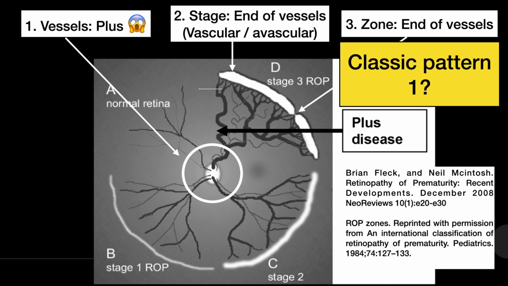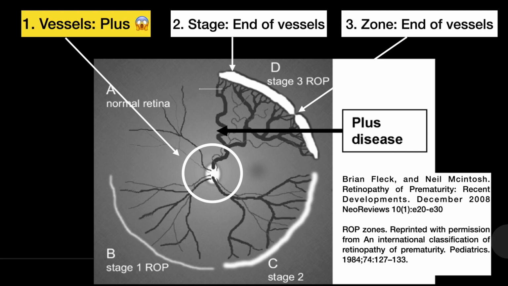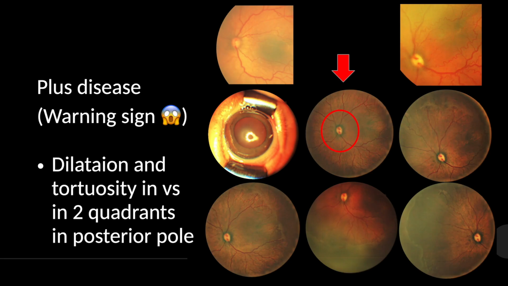If there is plus or not around the central area, looking at the vessels going from the disc to the vascular-avascular junction, how the end looks, this is the stage, and where the end is, this is the zone. So what is the plus disease? Plus disease is dilatation and tortuosity in the vessels within the central area around the disc in 2 or more quadrants, like the images we see above.